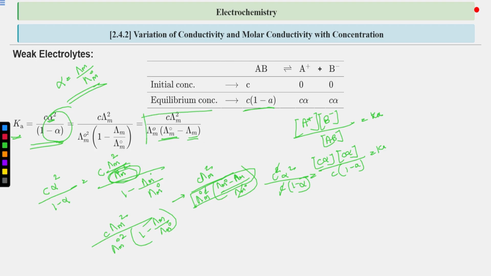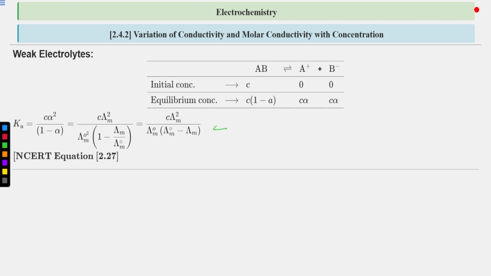And we finally get the relationship between the equilibrium constant, the concentration, the molar conductivity and the limiting molar conductivity for an electrolyte. So for obtaining the degree of dissociation, that is alpha, you can use the solution's molar conductivity and the limiting molar conductivity. This equation is marked as 2.27 in our NCERT textbook.